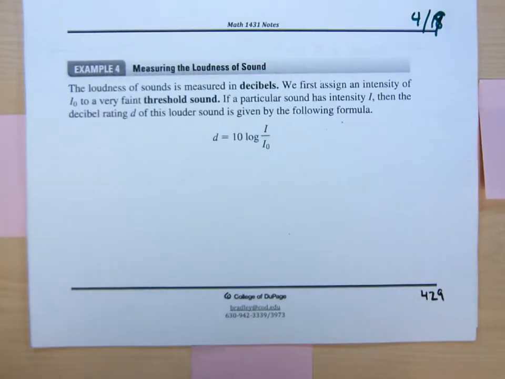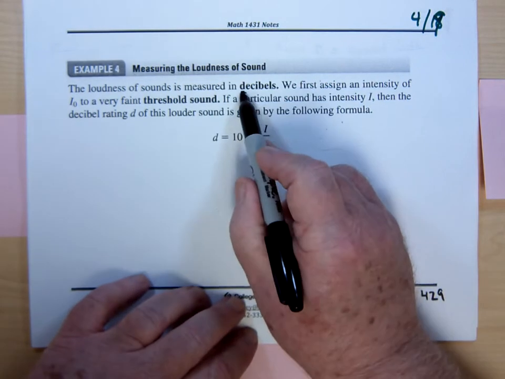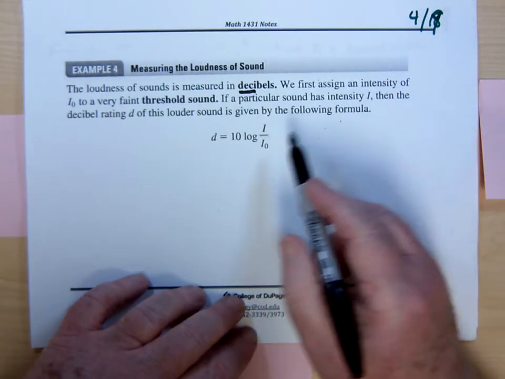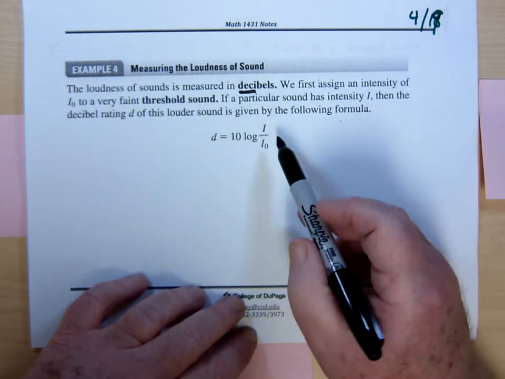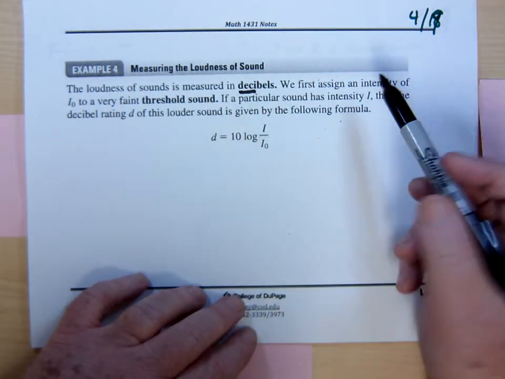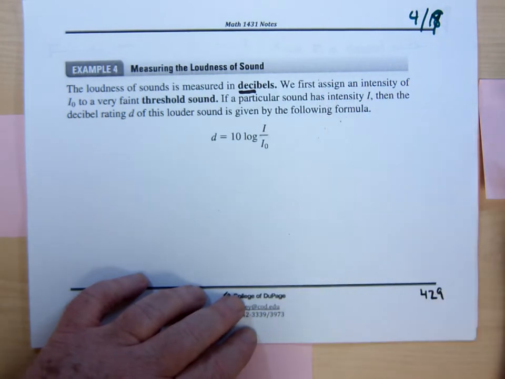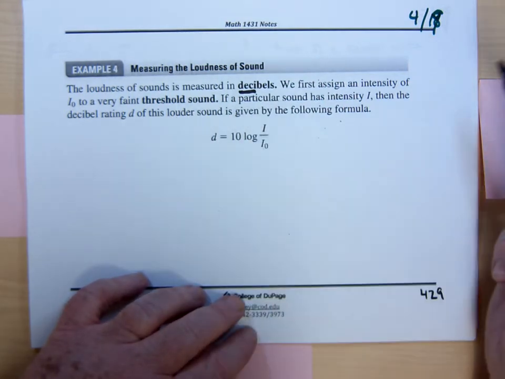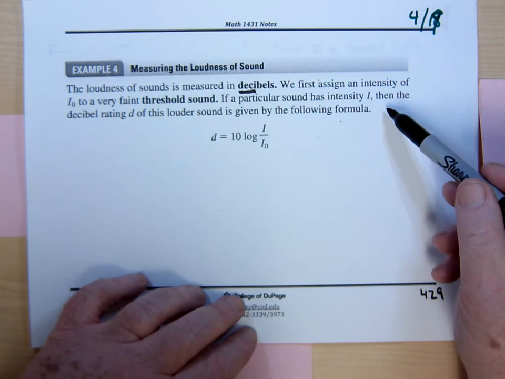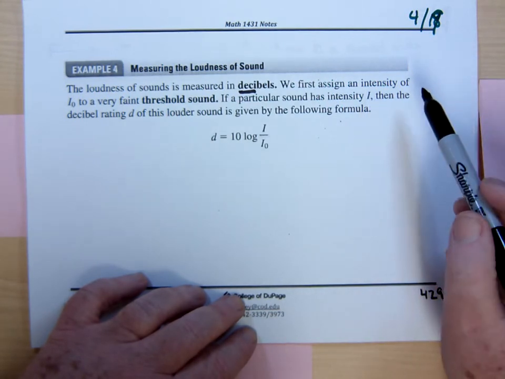Our next example has to do with decibels, and again decibels, the deci stands for 10, and bells is named after Alexander Graham Bell, and so the loudness of sound is measured in a unit called decibels. We first assign an intensity I0 to a very faint threshold sound. Sometimes they call this the threshold of hearing. A person with good ears can hear that sound.